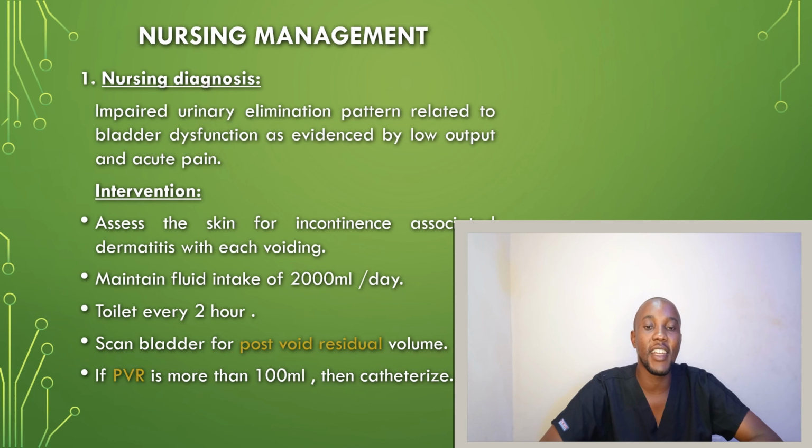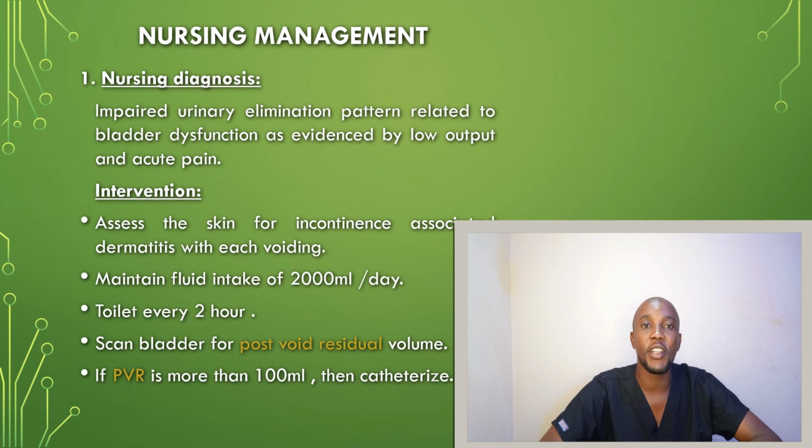The first nursing diagnosis we can come up with in a patient with multiple sclerosis is impaired urinary elimination pattern related to bladder dysfunction, as evidenced by low output and acute pain. Some of the interventions the nurse can do here is to assess the skin for incontinence-associated dermatitis with each voiding. We can also maintain fluid intake of 2,000 ml per day.